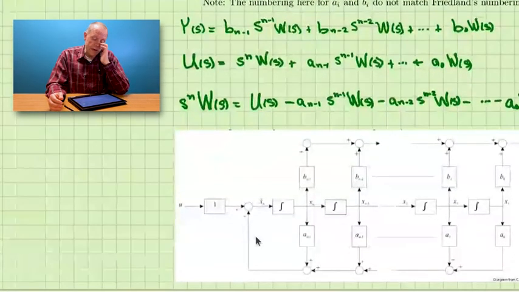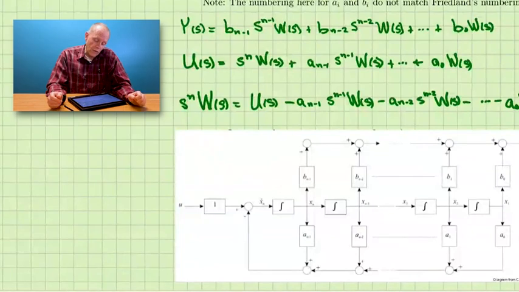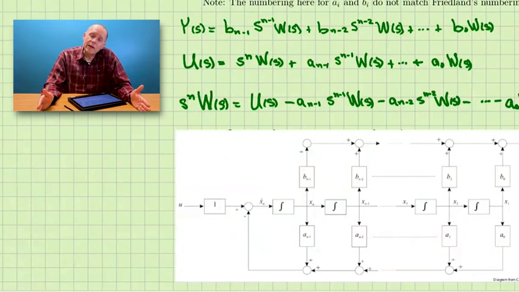And then if we take and solve the equation on the bottom for s^n W(s), we'll have U(s) minus all those other terms. And if we draw a block diagram for it, it will look just like this diagram you have here below the equation.